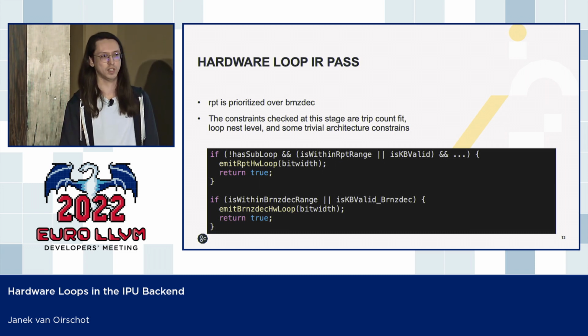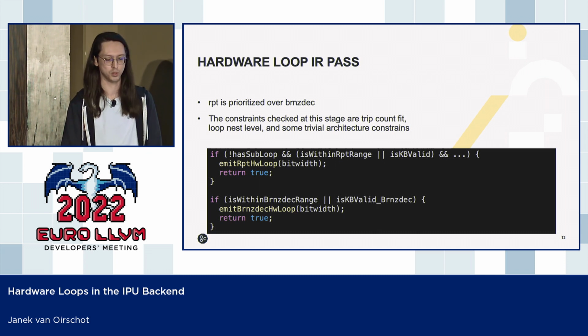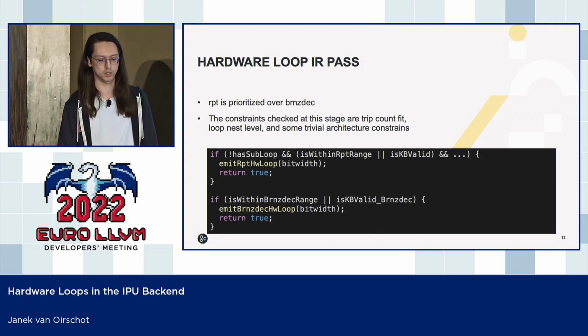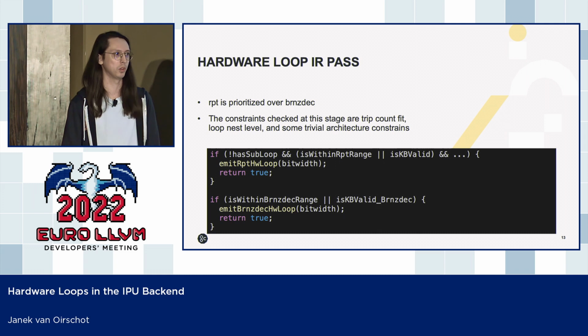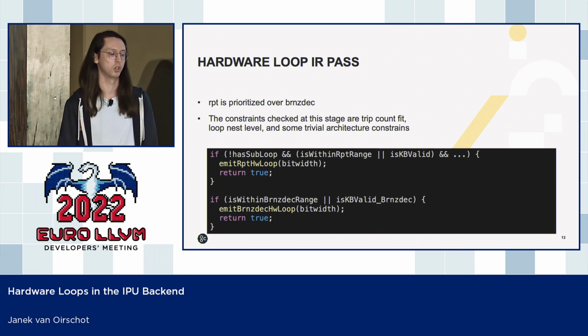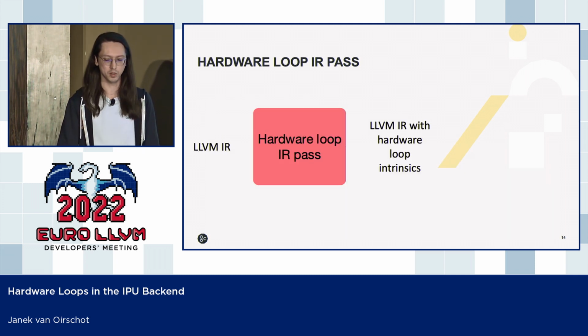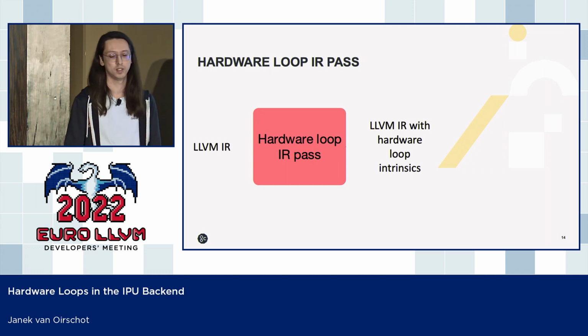But we also have the is KB valid for known bits, where we use compute known bits and the assumes to see if the user has given us any hints on whether we can actually emit a repeat. In addition, there are some trivial architectural constraints. With branch on zero decrement, we do the same, but only for the range check, where we have the scalar evolution version and the compute known bits version. So in conclusion of this pass, it takes LLVM IR and emits LLVM IR with hardware loop intrinsics.